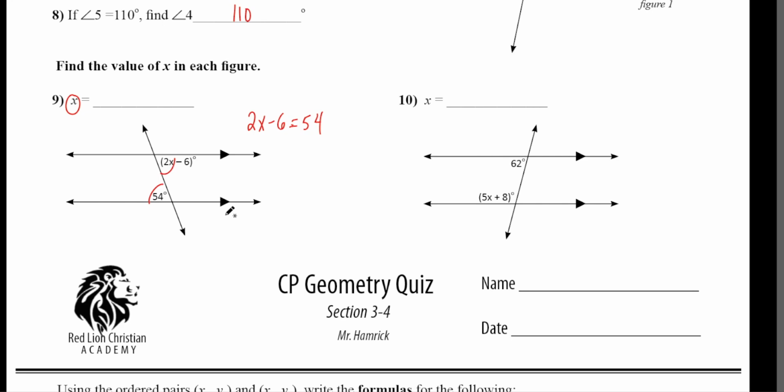So if I have something with an x, I got to set up an algebra equation. So here's my algebra equation. This angle equals this angle. Everybody see it? So there's 2x minus 6 equals this angle, which is 54. Now I just have to do some basic algebra. This basic algebra is also going to be on the midterm.